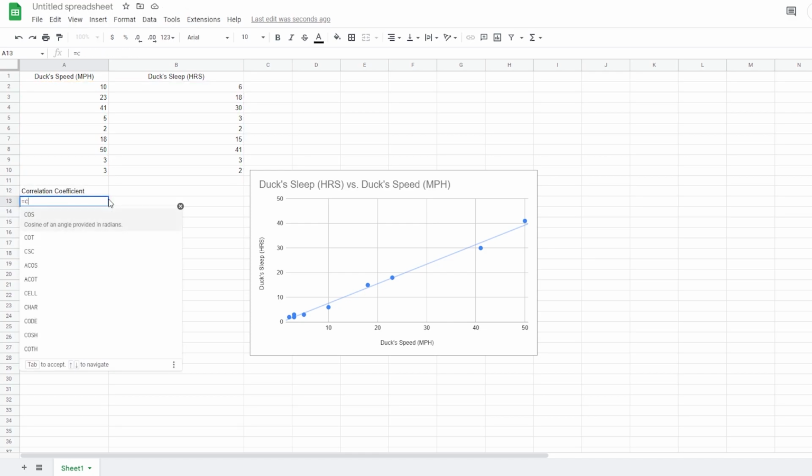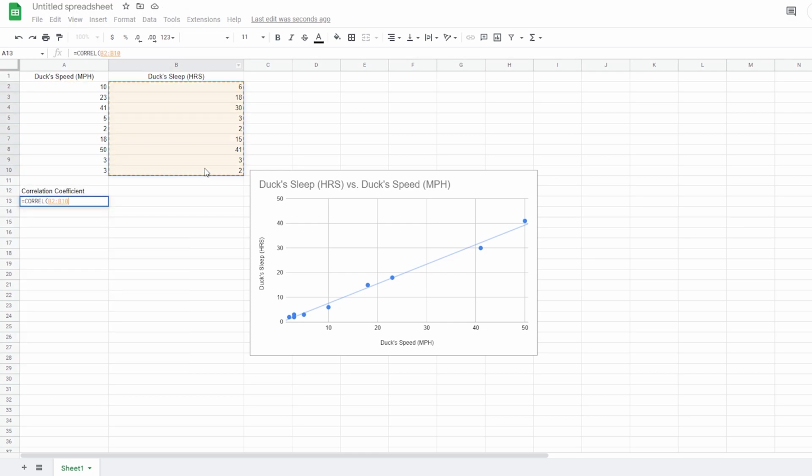So let's go back, Correl. If I highlight the second column, comma, highlight the first column, Enter, still the exact same number. This formula checks the relationship between the two variables. It does not matter the order that you highlight them in. So just remember, it doesn't matter the order. You can highlight the first or the second first. It will give you the same exact answer.